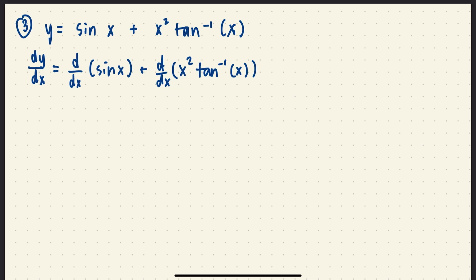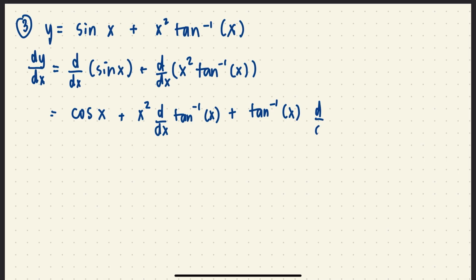Okay, so we have the derivative of sine x, which we know from the previous discussions is cosine of x. Derivative of x is just 1. Plus, we will now do the next term using the product rule. So we'll have x squared times the derivative of arctan of x plus arctan of x times the derivative of x squared.